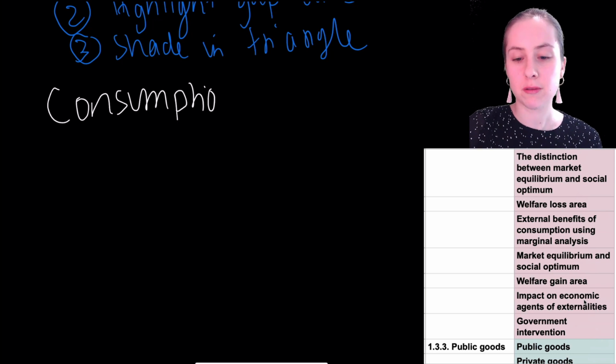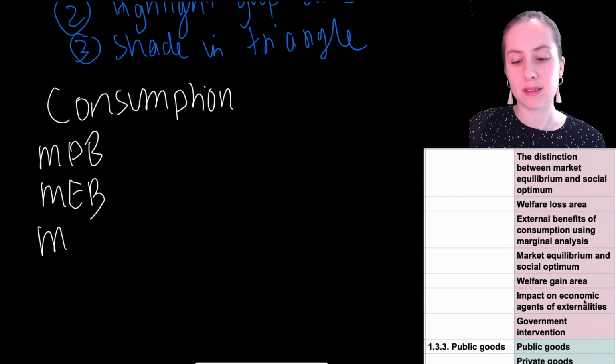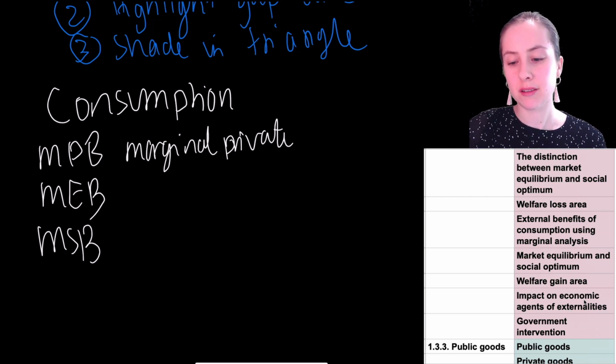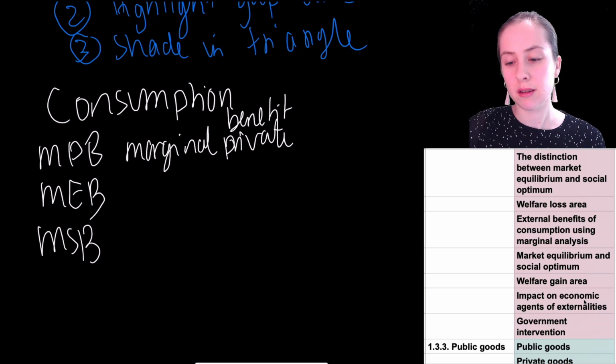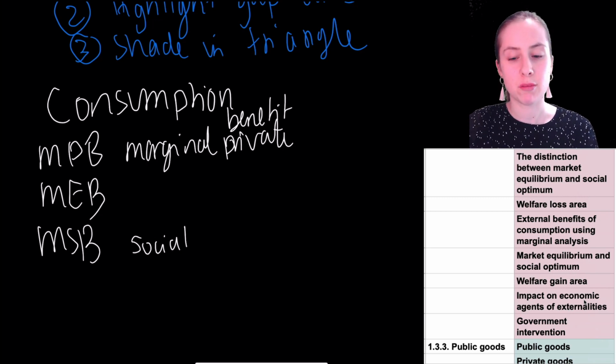In terms of consumption stuff, really similar, aside from a couple of differences. First of all, you're dealing with benefits. Everything ends in a B. Always. Marginal private benefit, marginal external benefit, marginal social benefit.